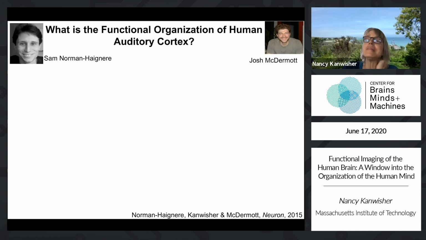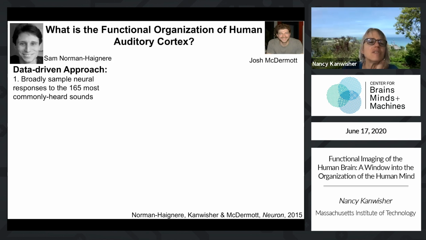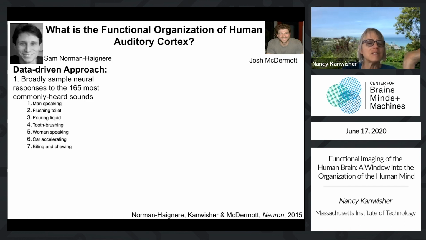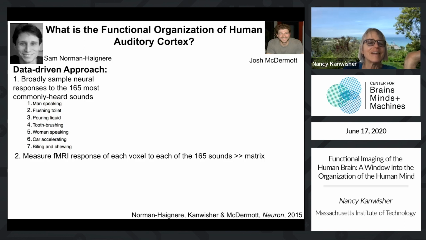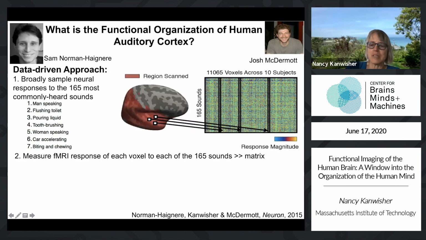So we scan people while they listen to lots of different sounds, basically all the basic categories of sounds you hear frequently in daily life. Stuff like this. 165 different 2-second sound clips. We scan people listening to each of these. We then measure the response of each 3D pixel, or voxel, in the brain to each of those 165 sounds. And that gives us a big old data matrix like this.